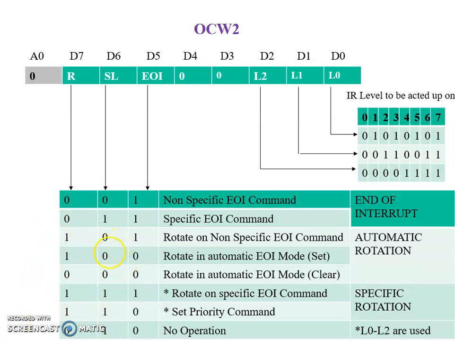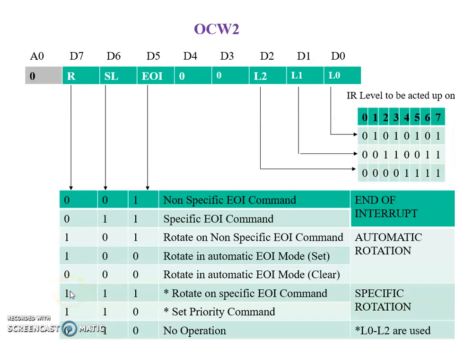In the next case, R is 1, SL is 1 and EOI is 1. So if SL and EOI both are 1, 1 means specific EOI command. And we know what a specific EOI command is. In this specific EOI command, which ISR bit to be reset, that we have to mention at the end of the interrupt service routine program. And in this case R is 1, which means rotation is on.